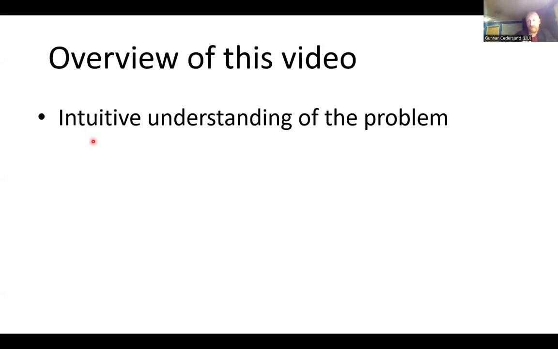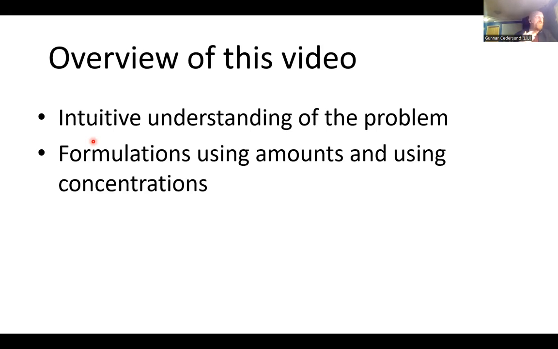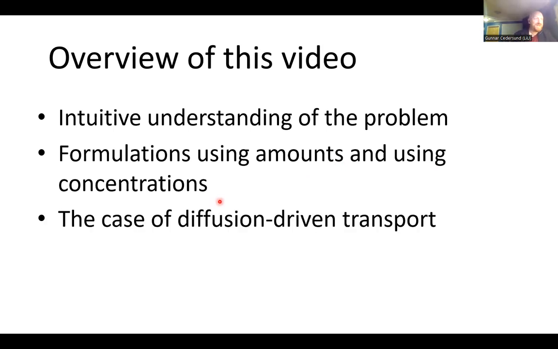And once we have that intuitive understanding, that will lead us to formulate the equations, first in amounts, which is the easiest thing to get started. And then we'll see why it's slightly more complicated when you use concentrations. And then we'll turn this a little bit upside down and say that if you have diffusion-driven transport, then it's actually beneficial to use concentrations, at least when describing this transport.